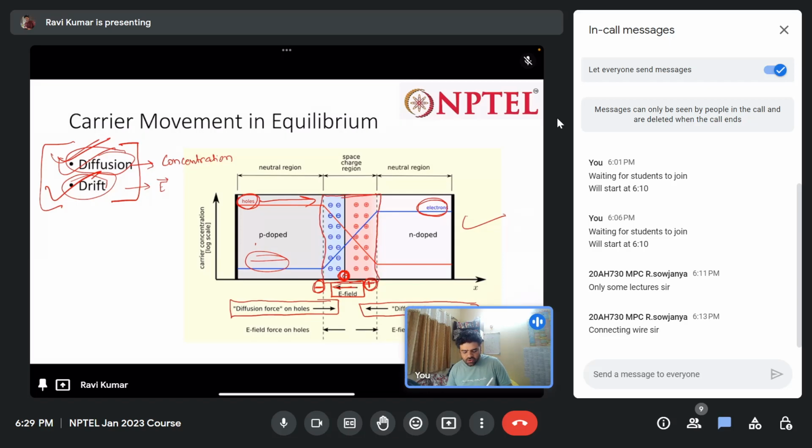Just forget about this concentration and even this concentration. Just focus on this. This side is positive charge and this side is negative charge, and an electron is here in the middle. So where will it go? It will go towards positive charge. So this is the direction of electron drift, and holes will go in the opposite direction, towards the negative side. So this is the direction of holes. So this is the carrier movement in equilibrium.